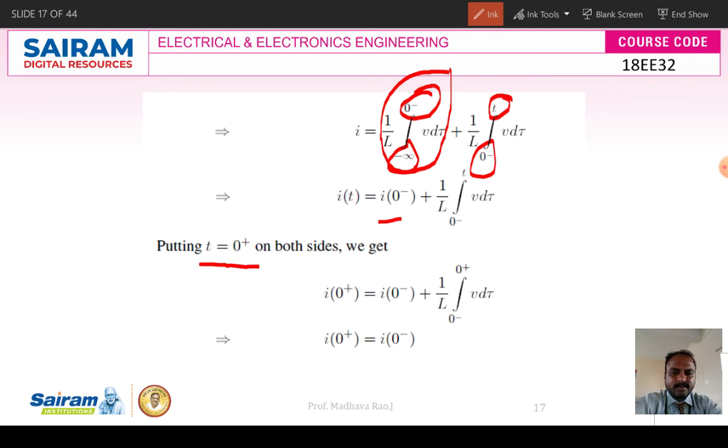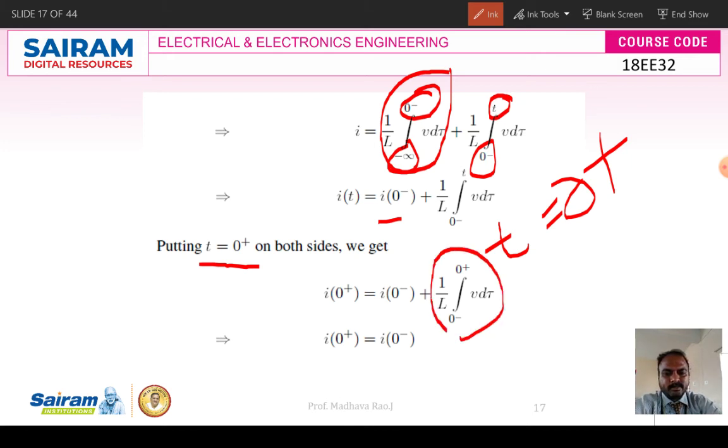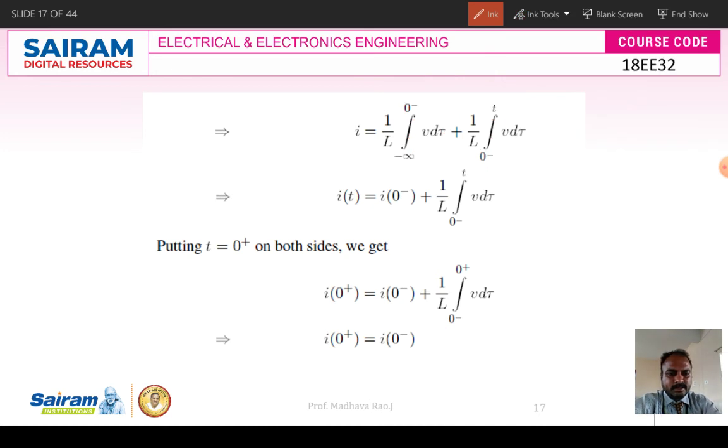On both sides, in place of T, we substitute 0 plus. So I of 0 plus is I of 0 minus plus 1 by L integral from 0 minus to 0 plus. Here this integral will be equal to 0. The current flowing through the inductor at just closed condition will be 0, so the inductor acts as an open circuit. So here I of 0 plus is equal to I of 0 minus. These are the conditions.